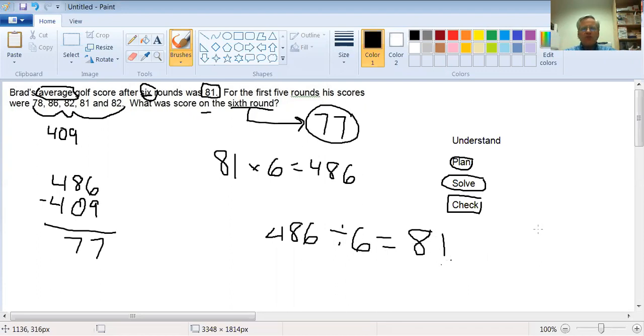So that's just an example of how to use the UPS check method. First, understand what the problem is asking you to do. Work from that question mark backward. Then set up a plan. What methods am I going to use to solve this? Look for your keywords, as we did, that word average tipped us off. And then solve. Do the heavy lifting in the problem. Do the math calculation that you're required to do.